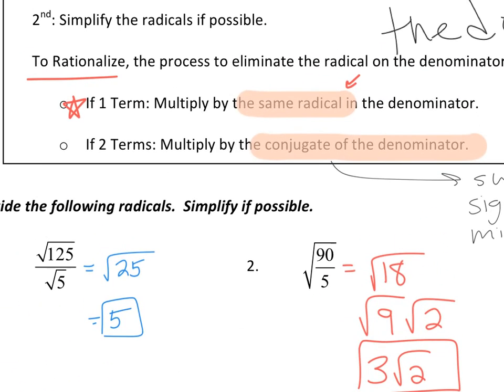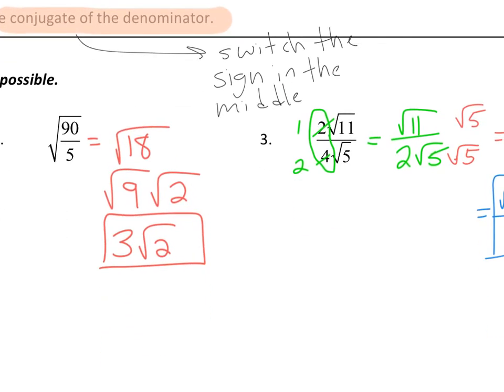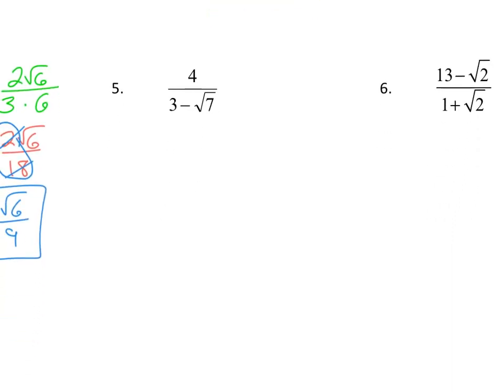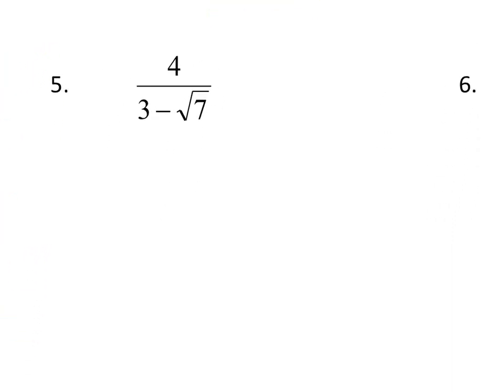We have to go up here and it says if there are 2 terms, then we need to multiply by the conjugate of the denominator. Meaning the conjugate is where you will switch the sign in the middle and then multiply by that in both numerator and denominator. So let's see how this first one will work, and then we'll have one for you to try on your own.